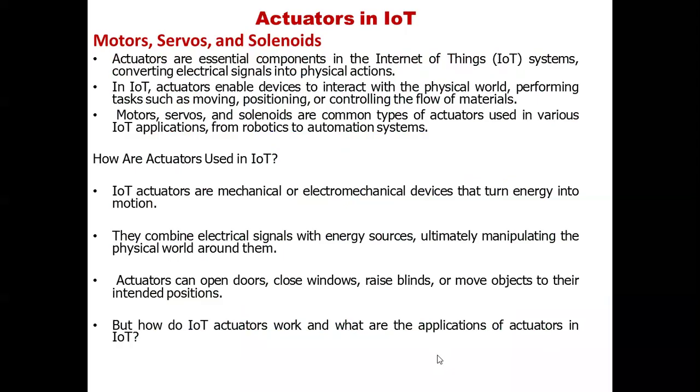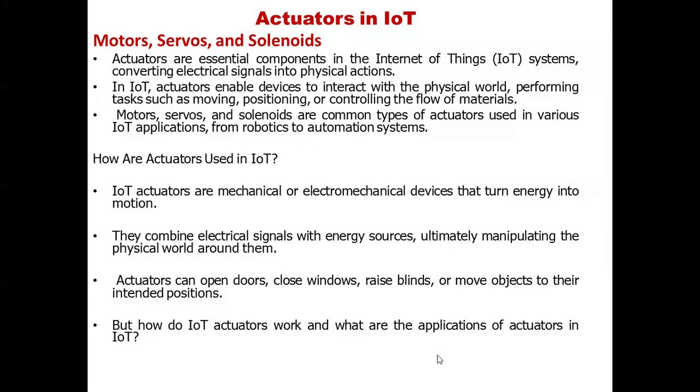But the motors' task is different. Based upon that data, the actuators will work. When I say motors, I mean actuators are of different types: motors, servos, and solenoids. Like an electrical motor, all three types vary based upon the size and application. Actuators are an essential component in IoT systems.